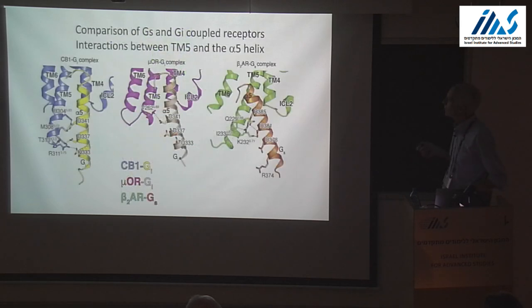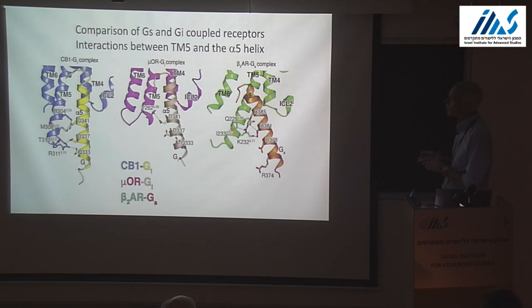As an example, here are two Gi-coupled receptors. You can see that the G protein is the same, but the way they engage TM5 and TM6 is slightly different, and it's even different for the Gs-coupled receptors. What has been disappointing is that although we have complexes for each one of these G proteins, we still don't understand what makes a receptor prefer a particular G protein.